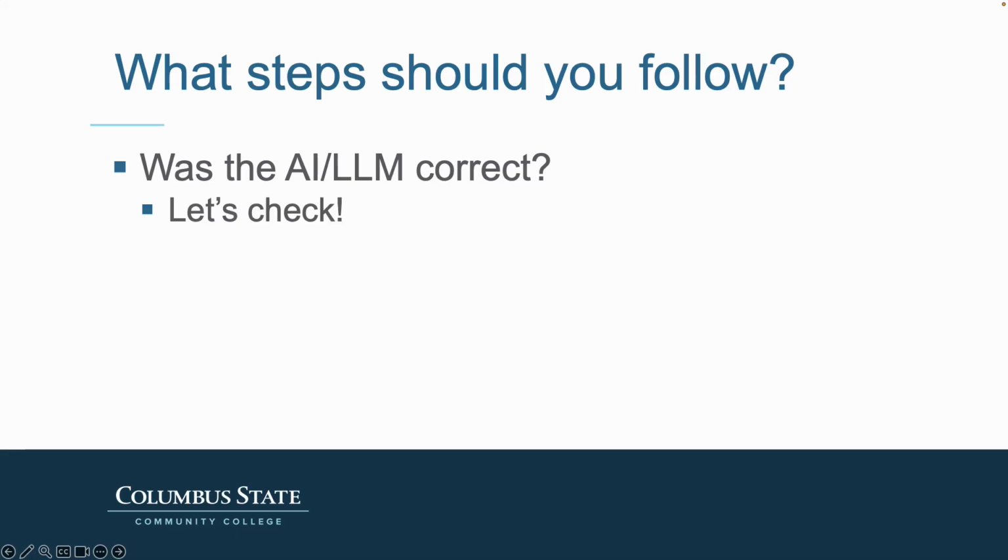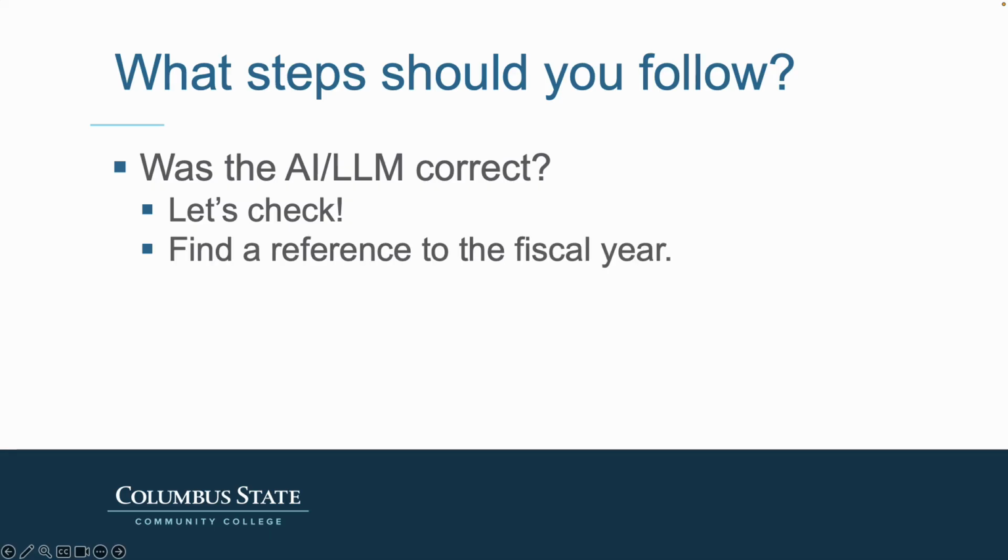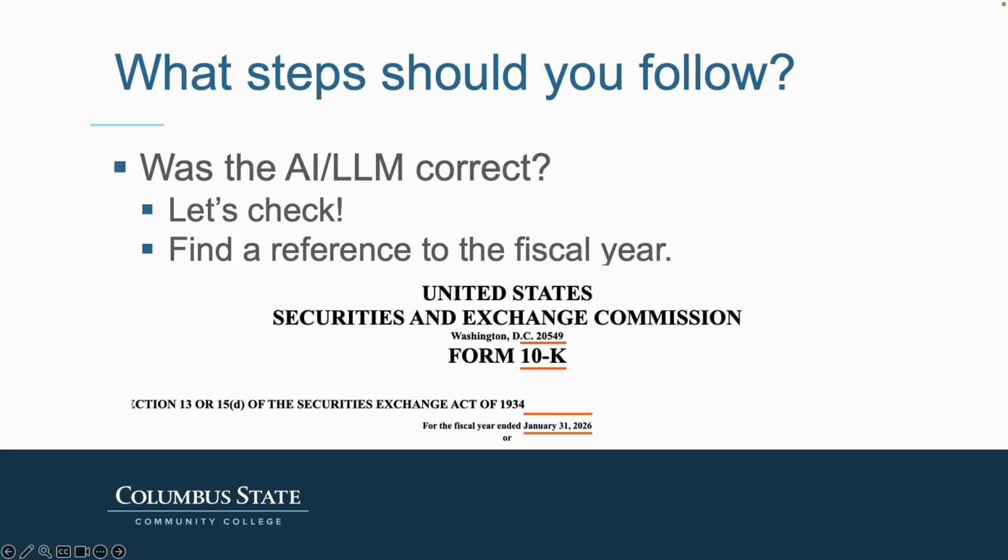In this case, it's very easy to check for the fiscal year of your company. So you do need to find a reference. You can't just Google it and ask Google or ask some other AI LLM. You actually have to find the 10K and find it yourself. Again, this is very, very basic. So if you open up the 10K, it's usually right there on the front.